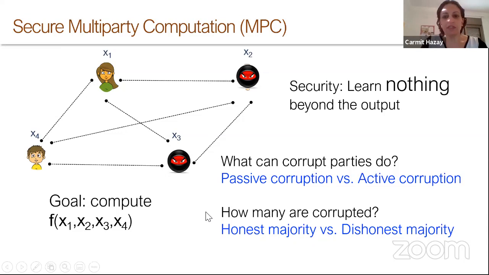Another aspect of security is how many parties the adversary can corrupt. In the honest majority setting, it may corrupt less than half of the parties, while in the dishonest majority, it may corrupt all but one. Achieving active security in the dishonest majority setting is considered one of the most challenging settings, and in this talk, I'm going to focus on this model. Let me just say that working in the dishonest majority setting has the advantage that a party does not need to trust anyone but itself.